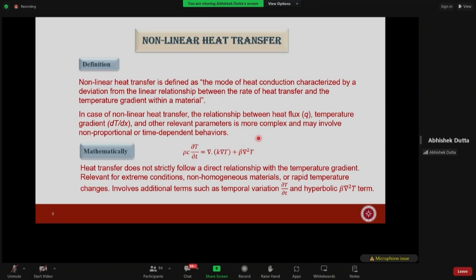So in the case of nonlinear heat transfer, the relationship between the heat flux, the Q, which I've already seen in the last slide, and the temperature gradient and the other relevant parameters is a little bit more complex. They are not directly proportional to each other, and they also do not have a direct time-dependent behavior. So in this situation, you may ask yourself, where can this nonlinear relation occur? It's a very important question.